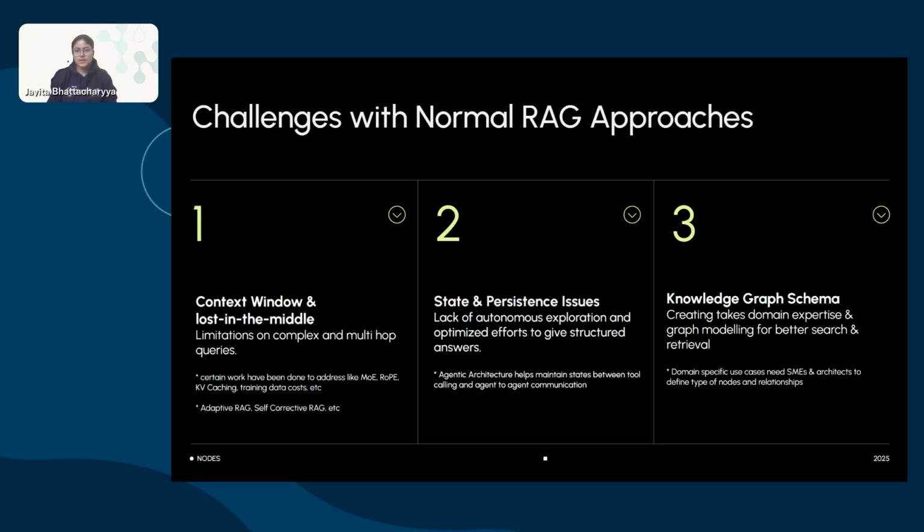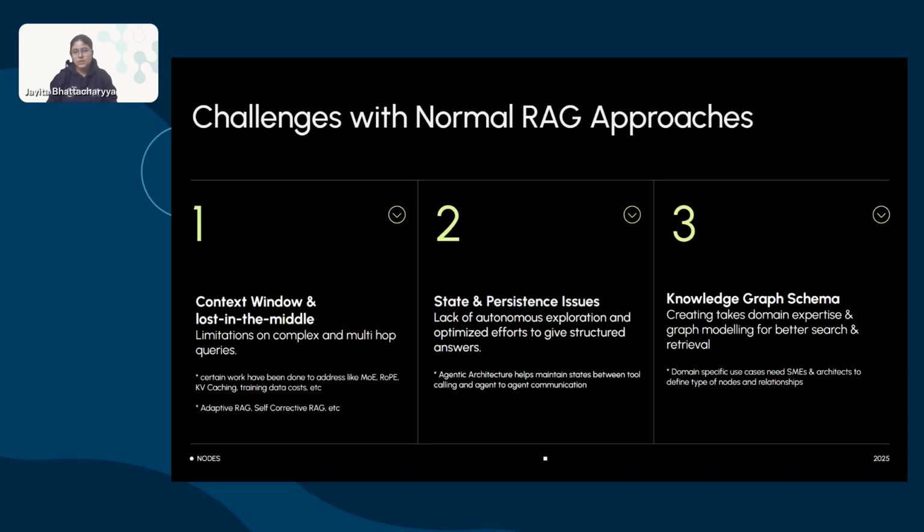Then the next one that comes into the picture is the state and persistence issue. LLMs do not have memory of their own, but when you are building such RAG systems, you need to maintain a certain kind of temporary memory, which will help you process through the next steps onto the actions that you need to take next in your pipeline. These also have been overcome in some ways. There are memory layers that you can append, and even these agentic architectures have memory built into them.